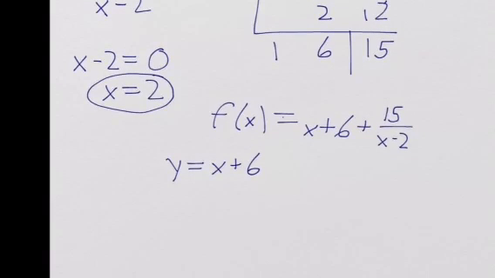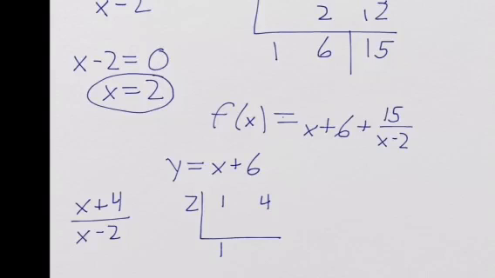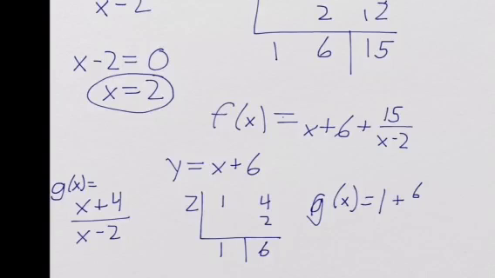Now, one of the things we can do when we have the same degree, so I could do this the normal way. So I'll use synthetic division. So I bring down the 1, multiply by 2, and add. And I end up getting, we'll call this g of x, so g of x equals 1 plus 6 over x minus 2. So I did it that way.